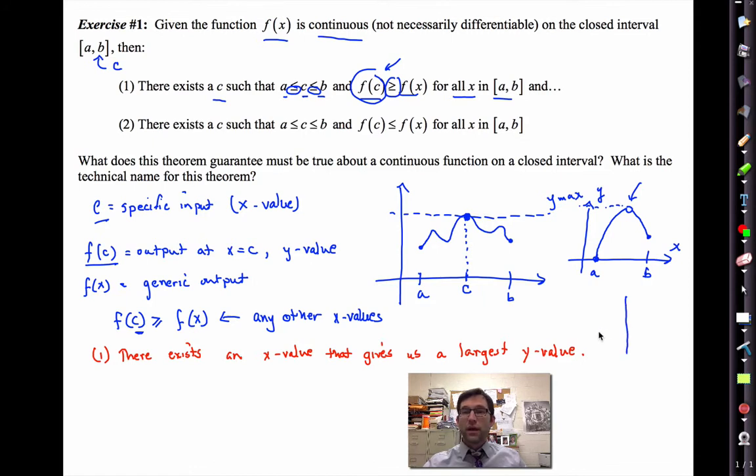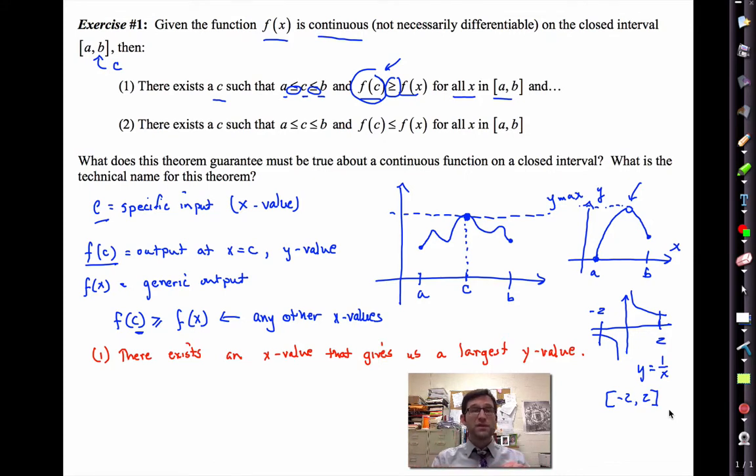If you looked at something like y equals 1 over x, right? Let's actually put some arbitrary interval. Let's say we go -2 to 2, right? There is absolutely no x value in the interval -2 to 2 where you get the largest y value. There just isn't, right? It's not x equals 0 because you can't even get a y value at x equals 0.